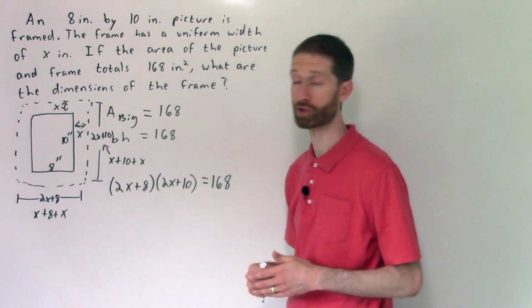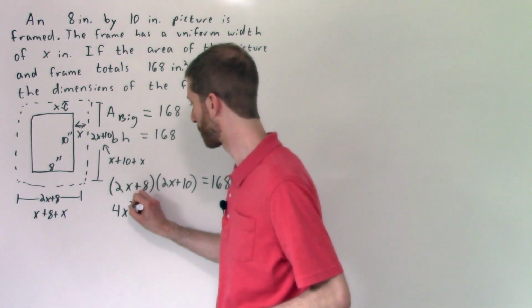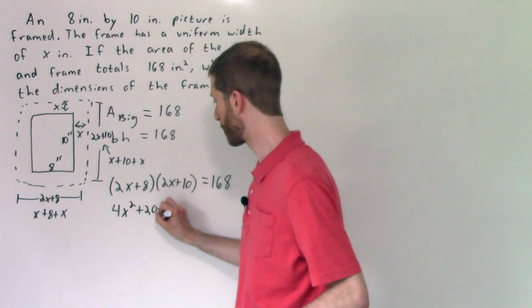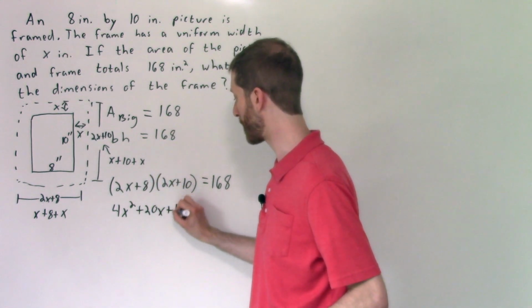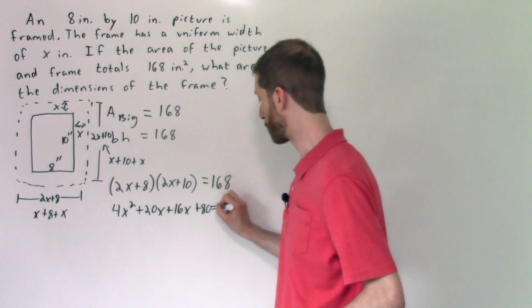I can FOIL, I can distribute. Let's do it. So I'll do first, which is 4x squared. Outer, 2x times 10 is 20x. Inner, 8 times 2 is 16x. Last, 8 times 10 is 80, equal to 168.